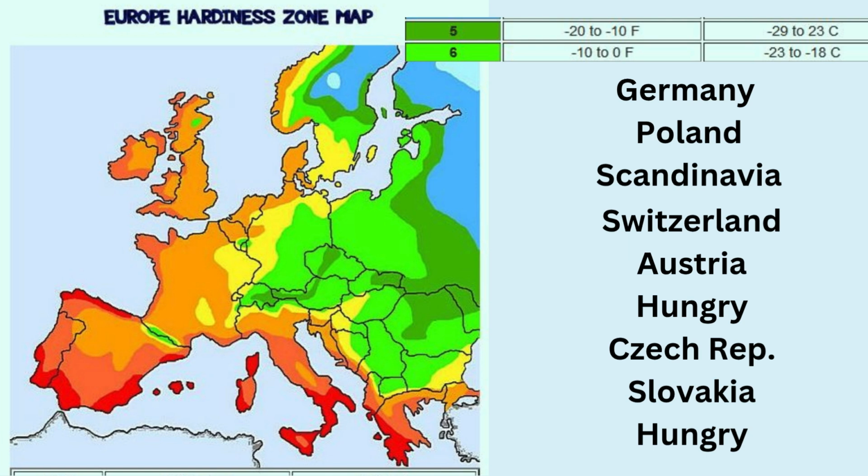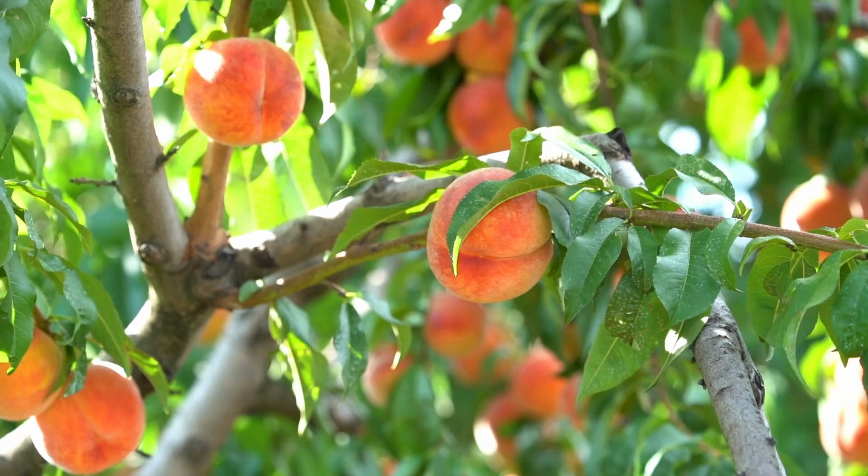You can see here zones 5 and 6 in Europe, also in green. Europe uses a similar concept, although it's known as the European Hardiness Zone Map or the Royal Horticultural Society map in the UK. It covers parts of Germany, Switzerland, Poland, and Scandinavia, as well as much of Eastern Europe.